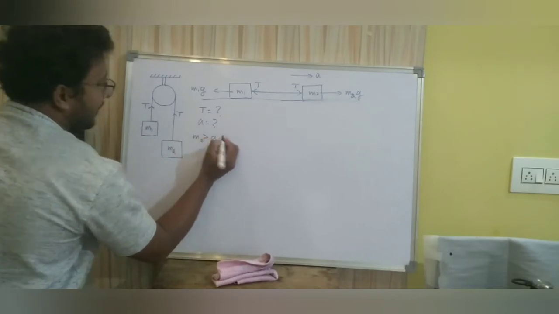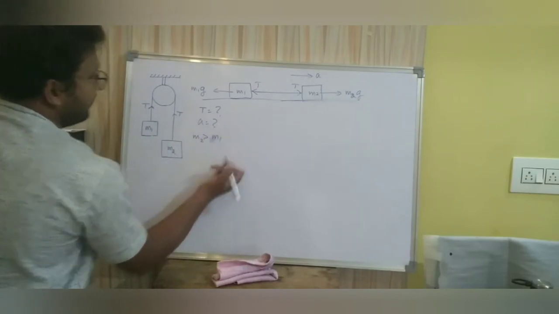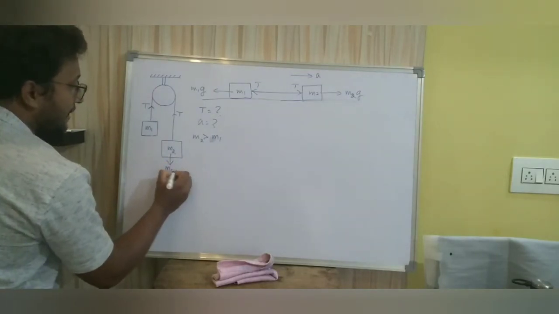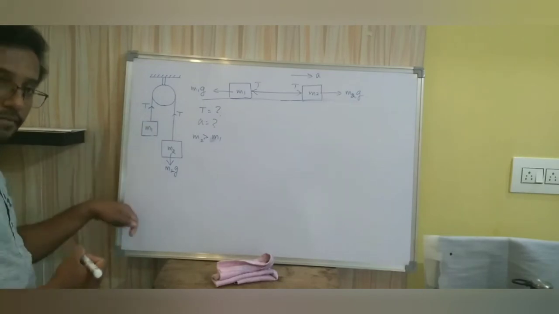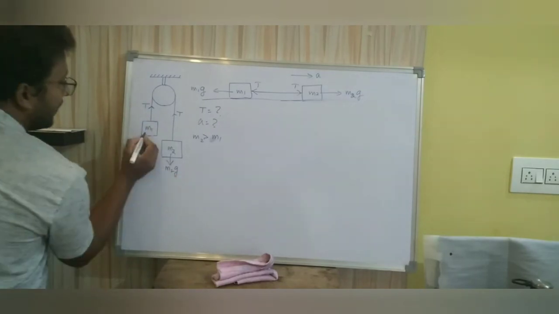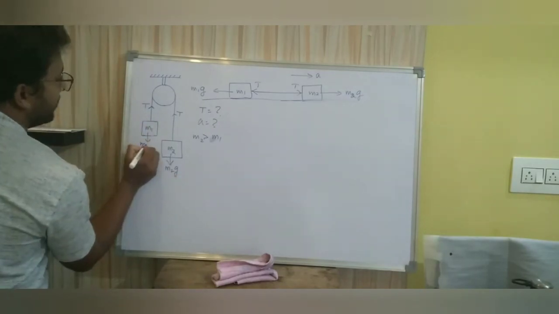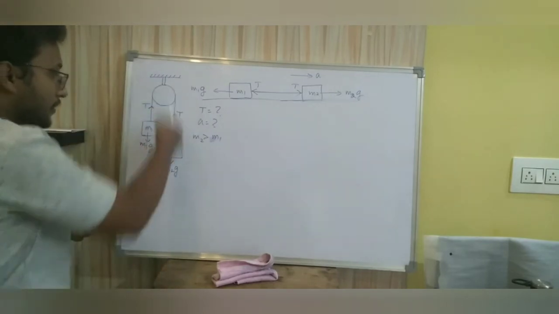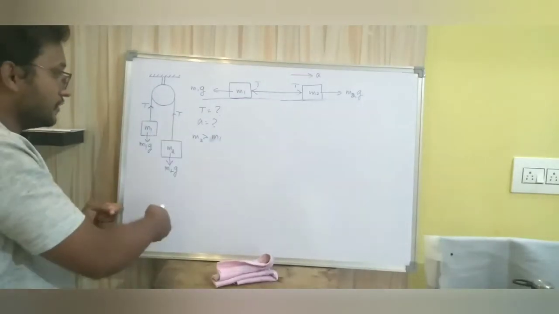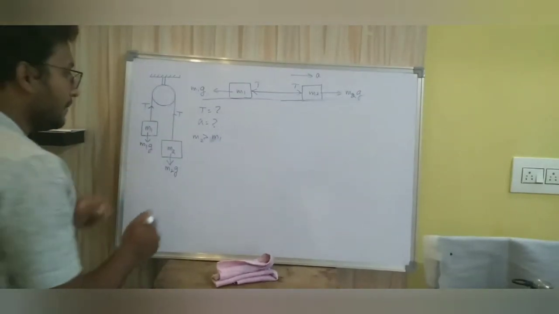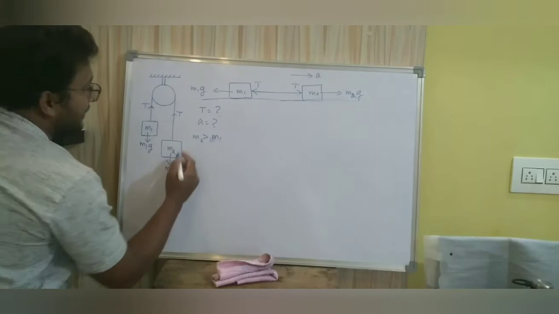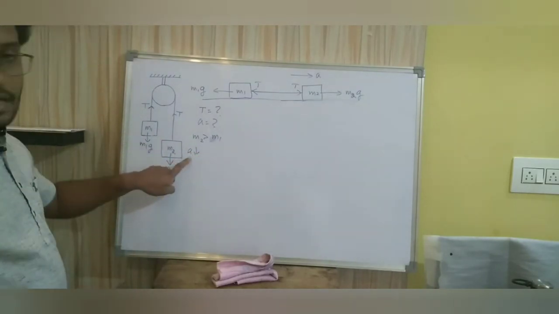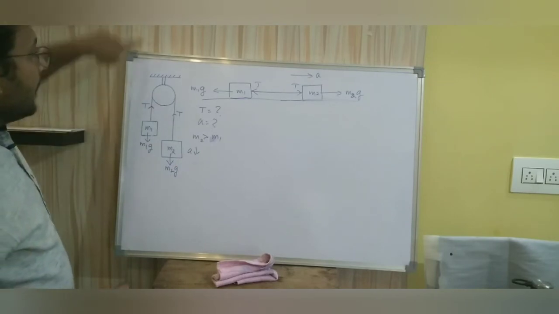Okay, so for that assume that m2 is greater than m1, which means the force of gravity on m2, that means the weight, is going to be more when compared to the weight of m1, which is m1 into g as usual. And because this weight is greater than m1 into g, the system is going to accelerate. m2 is going down with the acceleration a, and m1 is going up with the same acceleration.